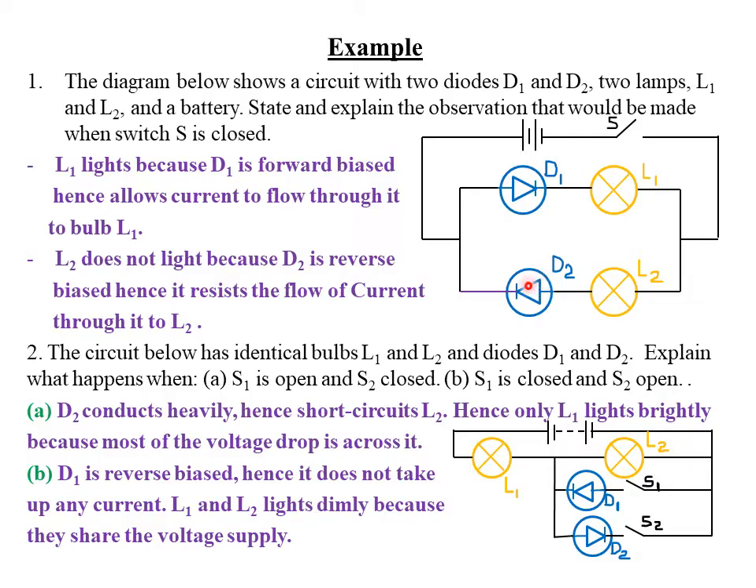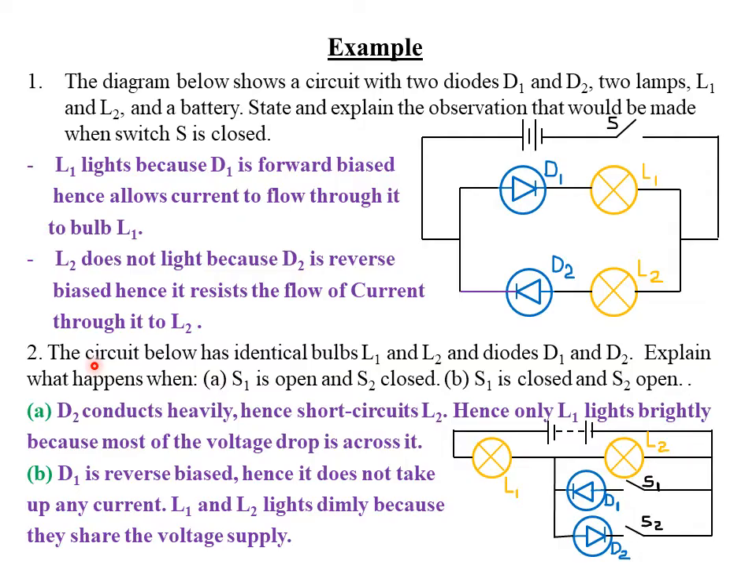Because the diode D2 is reverse biased, it resists the flow of current through it. Hence, the bulb L2 will not receive any current, and therefore it will not light. So, L2 does not light because the diode D2 is reverse biased. Hence, it resists the flow of electrical current through the bulb L2. That is why L2 is not going to light.